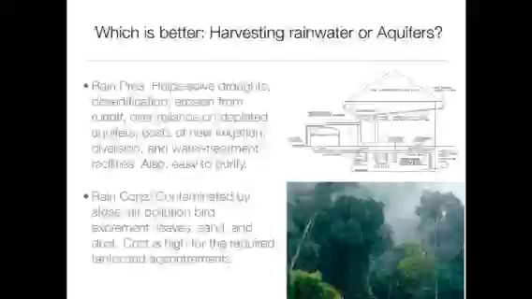Which is better, harvesting rainwater or aquifers? Rainwater pros: it helps solve droughts, desertification, erosion from runoff, over-reliance on depleted aquifers, cost of new irrigation diversion and water treatment, and helps to solve for the cost of water treatment facilities. Also, rainwater is easy to purify. Rainwater cons: rainwater is contaminated by algae, air pollution, bird excrement, leaves, sand, and dust. Cost is high for the required tanks and accoutrements to harvest rainwater.